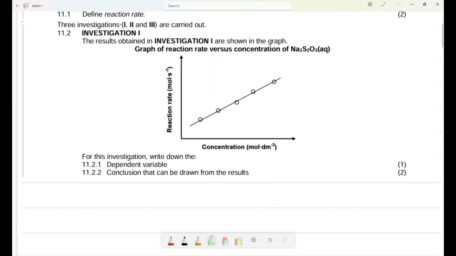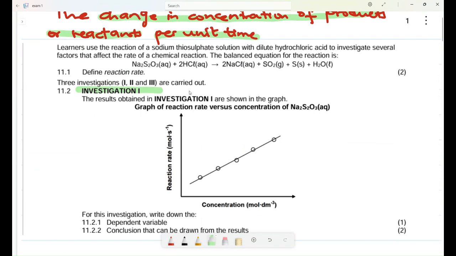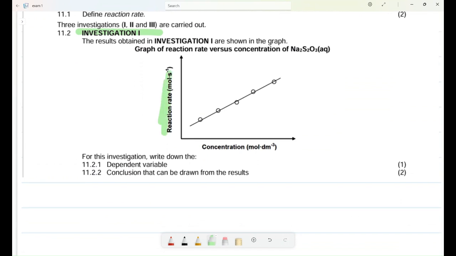The investigations 1, 2, 3 are carried out. Now 1.1.2, let's look at investigation 1. The results obtained in investigation 1 are shown in the graph of the reaction rate versus the concentration of sodium thiosulfate solution. Remember, as you increase the concentration, you are increasing the effective collisions, and if there are more effective collisions per unit time, there is a higher reaction rate.